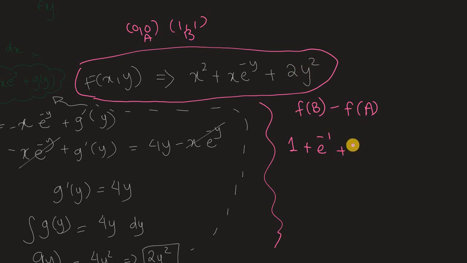plus, this is 1, so this is only 2, and then negative, and now we're plugging in 0 into this equation. So this is 0, and the whole thing is 0. So we're only subtracting 0 once. So now if you add this, so that is 3 plus e to the negative 1, and this is the final answer, and this is the work done by the force.